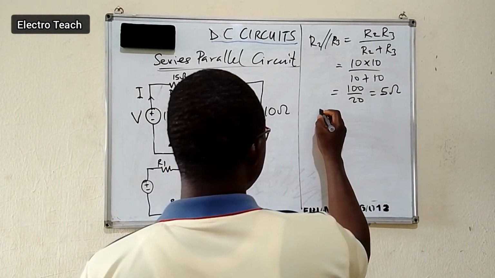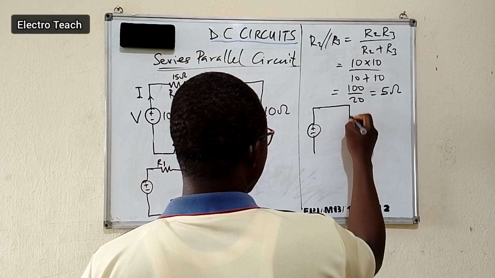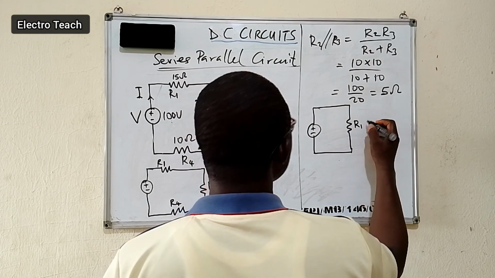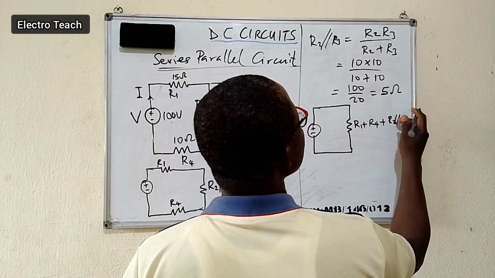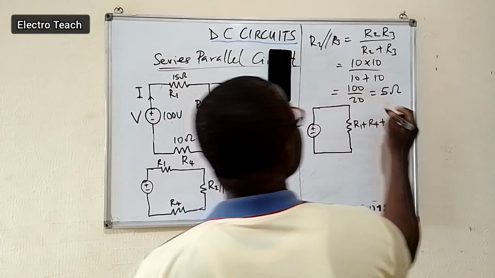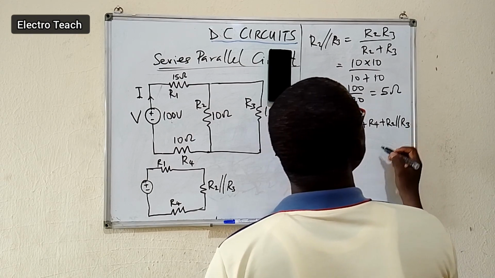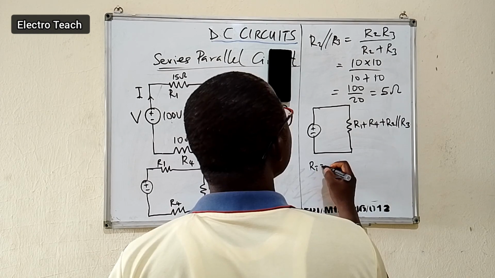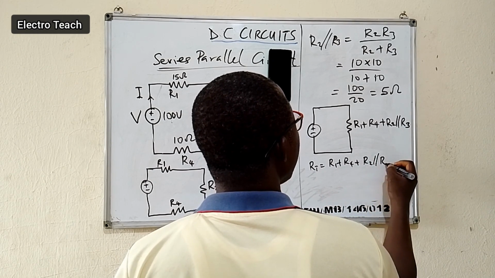So the final equivalent resistance can be drawn this way. The final circuit can be drawn this way. And this will be R1 plus R4 plus R2 parallel to R3. That is it. So we can now determine the final total equivalent resistance. That is R total equals R1 plus R4 plus R2 parallel to R3.